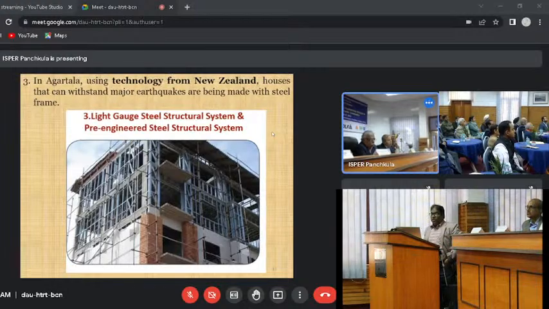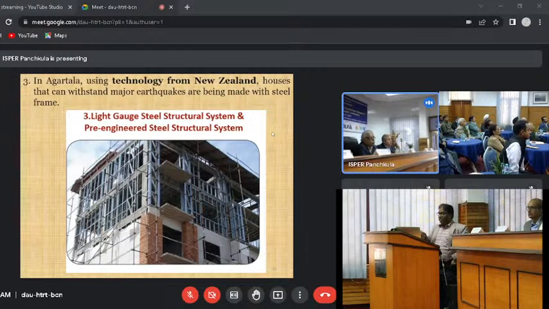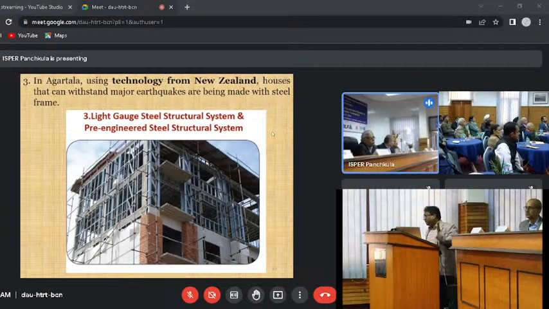Third, in Agartala, technology from New Zealand is used. It is known as the light gauge steel structure system, and it can withstand major earthquakes because these are made of steel frames. A thesis, at least a master's degree, could be done on steel frames. So that is the importance of this in the Agartala case.